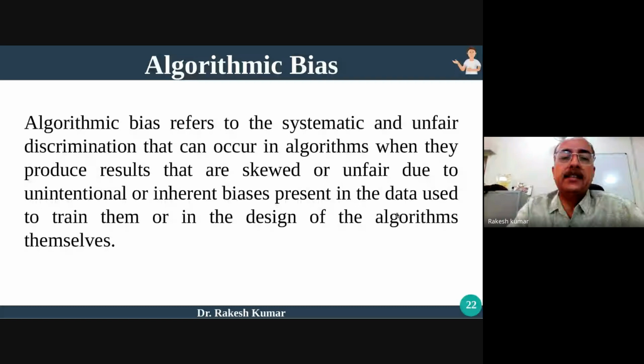So basically, you have been given a data set or a sample. From that sample, you are trying to find out what is common, and you are learning. Your learning will depend upon this data set. If this is correct, learning will be fine. But if there are biases in the data set, then there will be a problem.